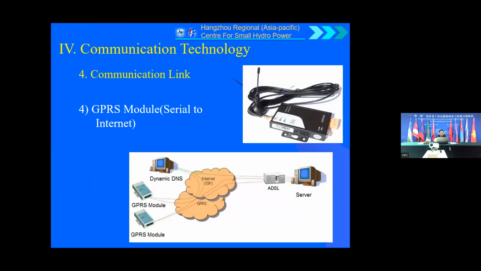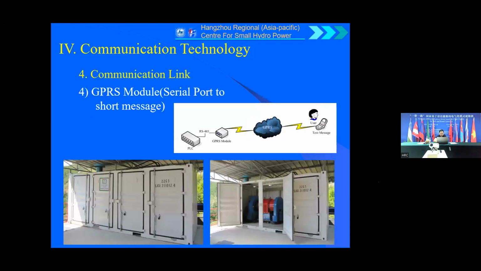Another communication link is the GPRS modem. We have two kinds of GPRS modem. The first one is serial to internet. So we can find this device from the internet, and this device can convert to a serial port, so we can communicate to this serial port. Another GPRS modem type is serial port to short message.